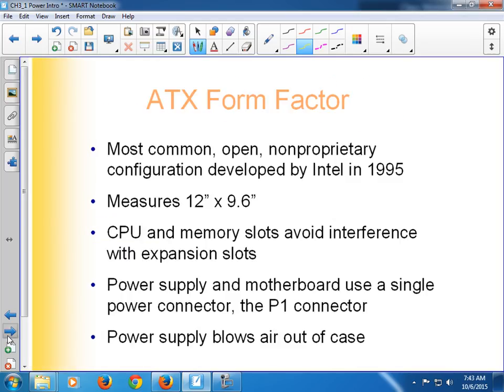So, the ATX form factor, since that's the one we're going to talk about, I'm not going to give you a lot of background on any of the other ones. I'll let you write some of that down for a second. We'll be right back.